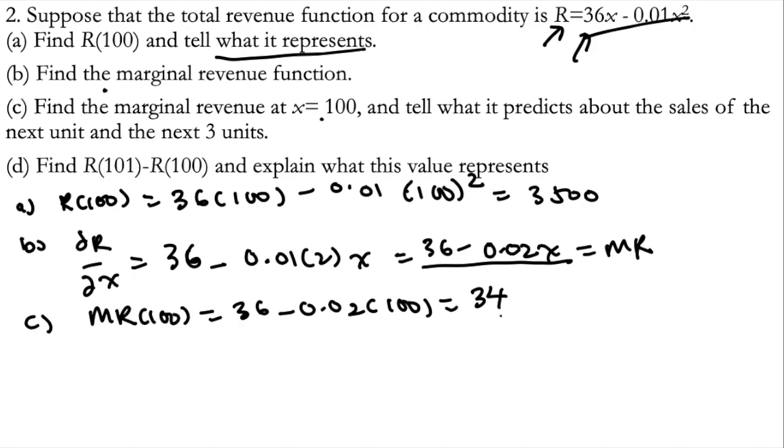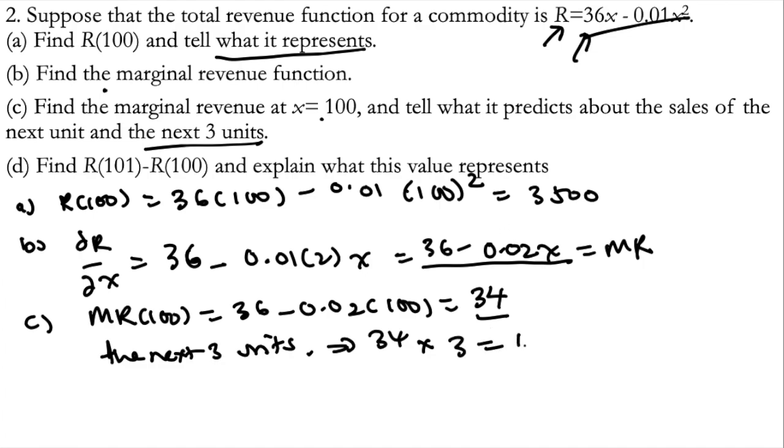Additional 34. Now the second part of the question, the additional next 3 units. If one additional unit gives you 34 revenue, then for the next 3 units we can have 34 times 3, which gives you 102.